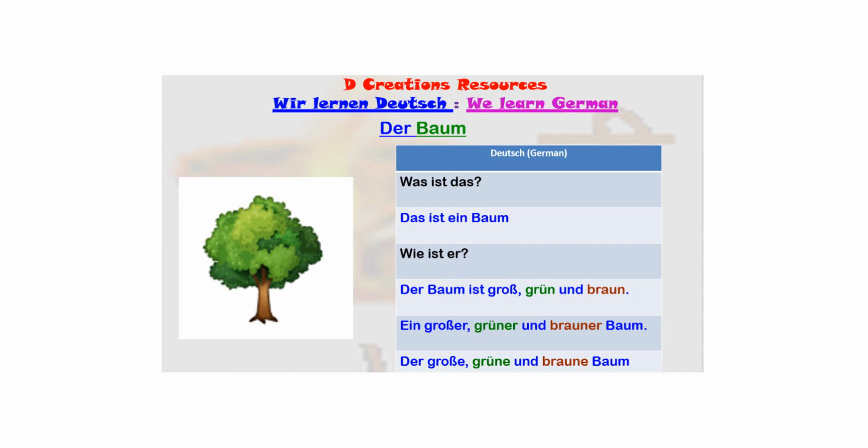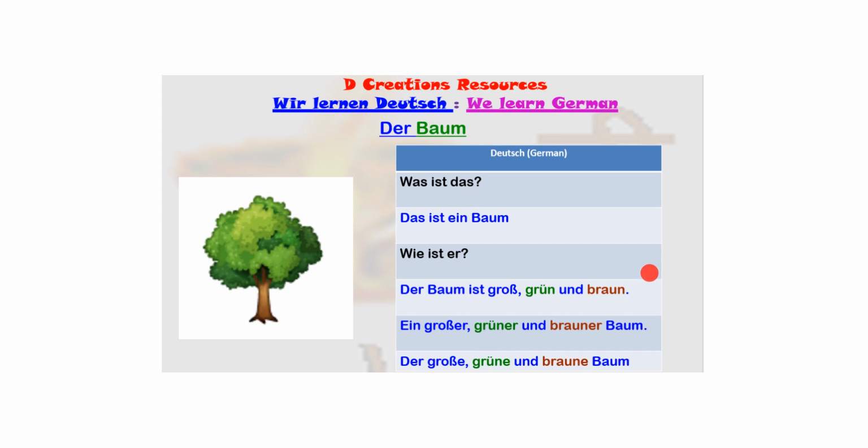Now this is the difference between German and English. In English, the objects are referred to as it, but that's not the case with German. Depending on whether the noun is masculine or feminine or neutral, you're going to have to use er, sie or es. Okay, so wie ist er? Der Baum ist groß, grün und braun.